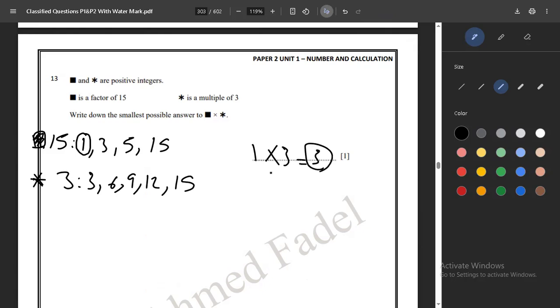I didn't actually need to continue all of that, but I wanted you to understand what they meant here. The factors of 15 are listed here. The multiples of 3 are also listed here. I can keep going, but they want the smallest possible answer of this times this. So I got here 1 times 3 would give me the smallest possible answer.